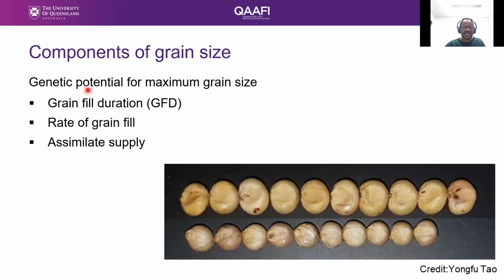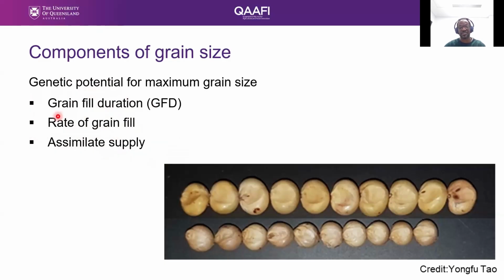And also there is the rate of the grain filling, and this is how fast the assimilates are packed up into the seed. And then we have another component, which is the assimilate availability. That is the availability of carbon from the source into the sink. And this assimilate availability, in many cases, modifies both the rate and the duration of grain filling.